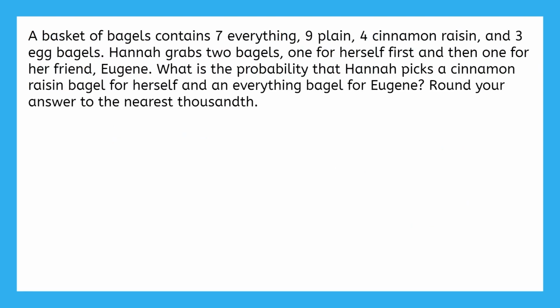This problem says, a basket of bagels contains 7 everything, 9 plain, 4 cinnamon raisin, and 3 egg bagels. Hannah grabs 2 bagels, one for herself first, and then one for her friend Eugene. What is the probability that Hannah picks a cinnamon raisin bagel for herself and an everything bagel for Eugene? Round your answer to the nearest thousandth. This is definitely compound probability because Hannah is picking 2 bagels. So we're going to need our compound probability formula.